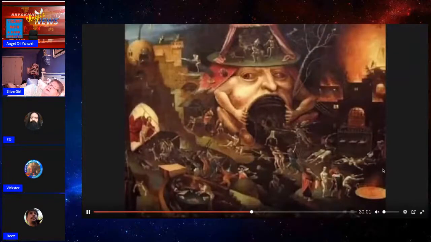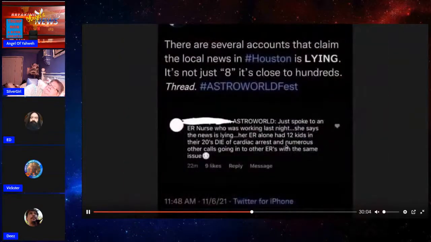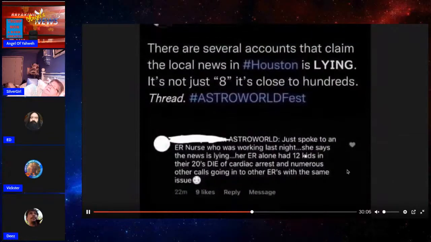That TikTok video was really interesting. There are several accounts that claim the local news and hashtag Houston is lying. It's not just 8, it's close to hundreds. Astro World Fest. He just spoke to an ER nurse who was working last night. She said the news is lying. Her ER alone had 12 kids in their 20s die of cardiac arrest, and numerous other calls going into other ERs with the same issue. So they're downplaying it.